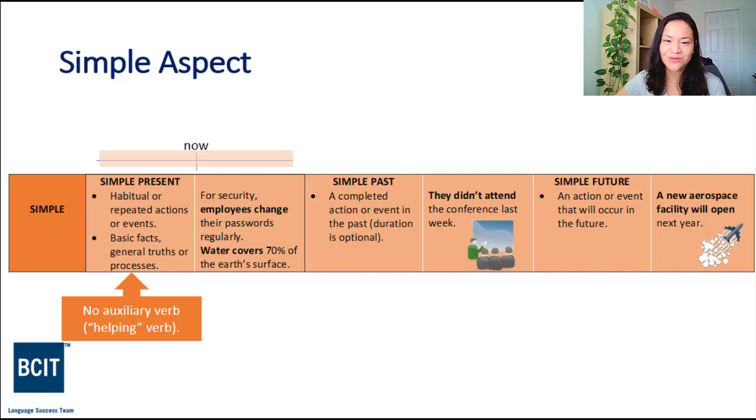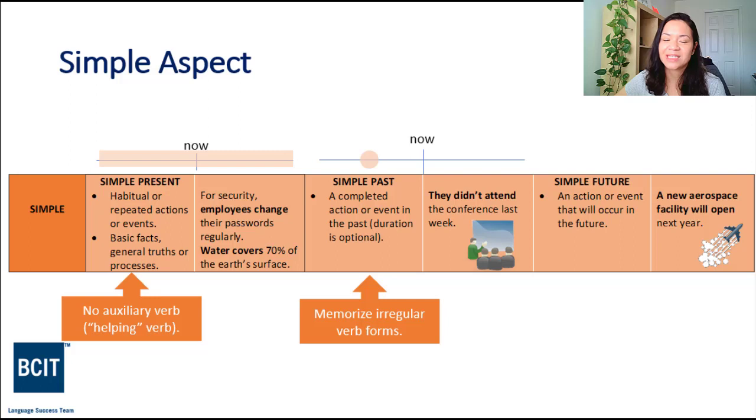Another very commonly used verb tense is, of course, simple past. And simple past is used for a completed action or event in the past. It's not necessary to specify when it occurred, but it's fairly common. They didn't attend the conference last week. With simple past, pay attention to those irregular verbs. It's fairly easy to add the past ending -ed to regular verbs, but for irregular verbs, you'll have to memorize those irregular forms and know them well. A sheet of the most common irregular verbs is available to download below this video.